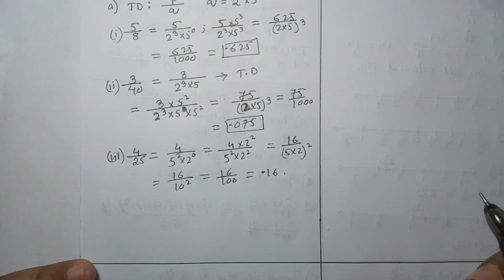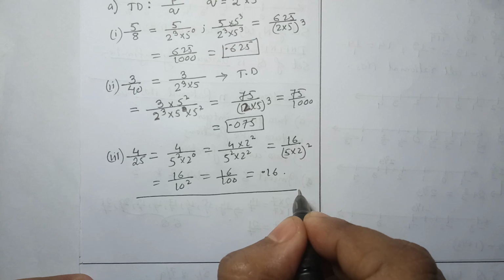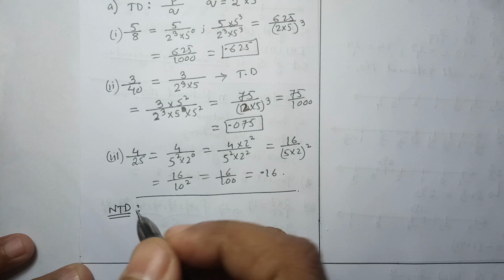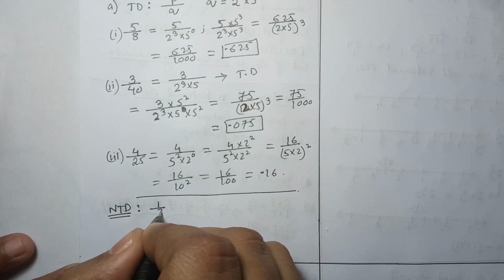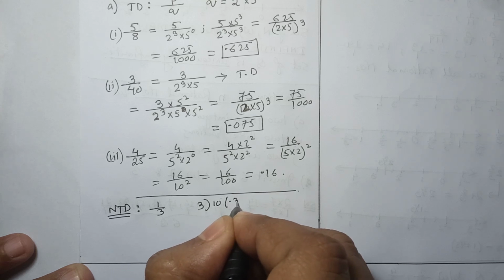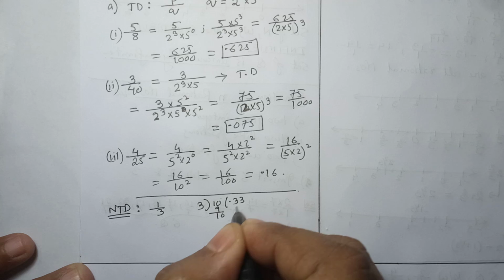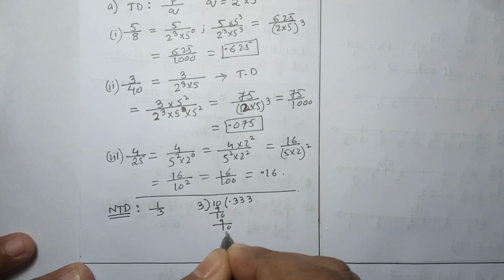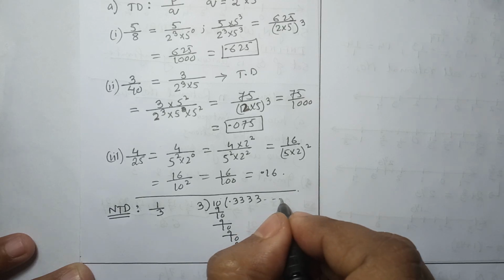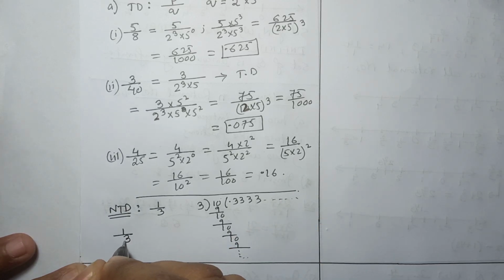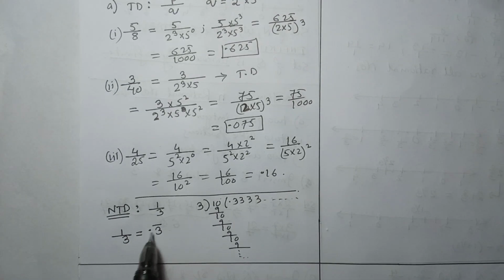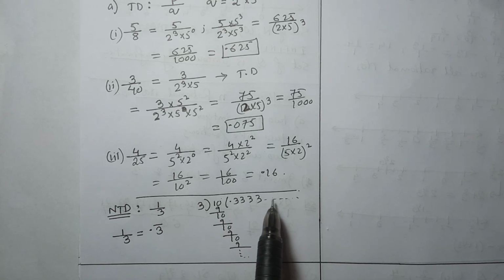Now we go to the non-terminating decimal, NTD. Let me take an example 1 by 3. If you divide 1 by 3, what will you get? 3 ones are 3, 1 0, 3 threes are 9, 1 0, 3 threes are 9, and it goes on and on. So we say 1 by 3 can be represented as 0.3 bar, which means this is the repeating unit.